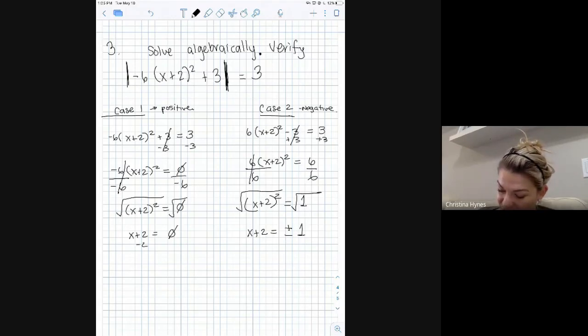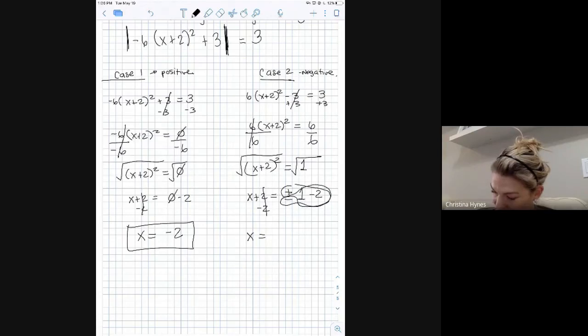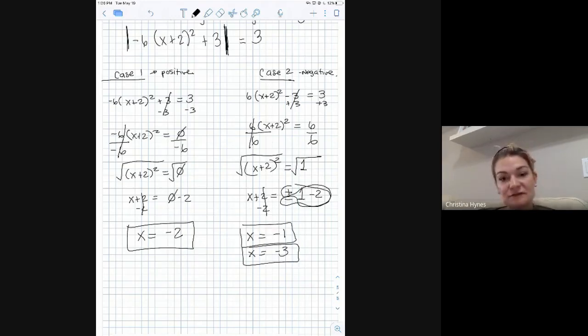And then finally, subtract 2 on both sides to get x by itself. Subtract 2, subtract 2. So that means x equals 0 minus 2 is -2, so that's one possible solution. And then x equals, we have 2 possibilities here, because you kind of have to do this one, and then you have to look at that guy right there. So +1 minus 2 would be -1. And then -1 minus 2 would be -3. So you have all these answers that you need to confirm.